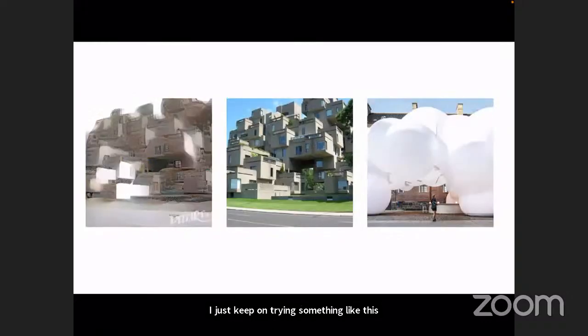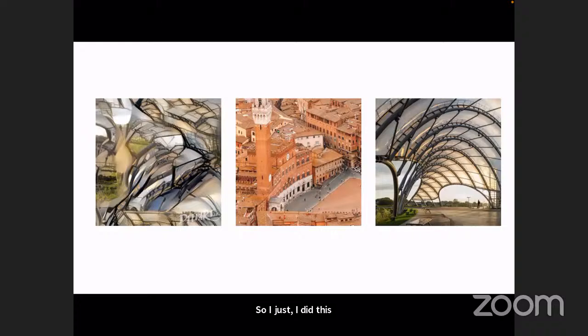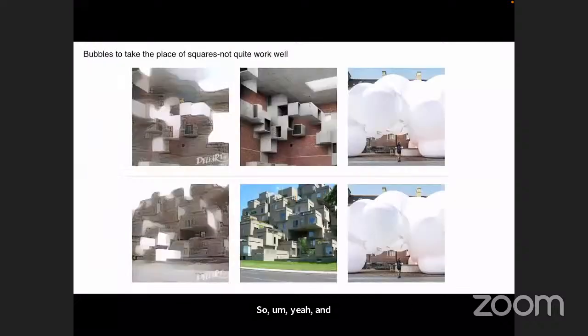And in this one, I was trying to use the bubble to take the place of all these squares, but it didn't work that well. So I did this one. In this one, all the results are on the left, the original photos are in the middle, and all the styles are on the right. I think the right one, the style photo, is quite interesting. This photo looks like a twisted Venice or something. So yeah, and these are some other trials.